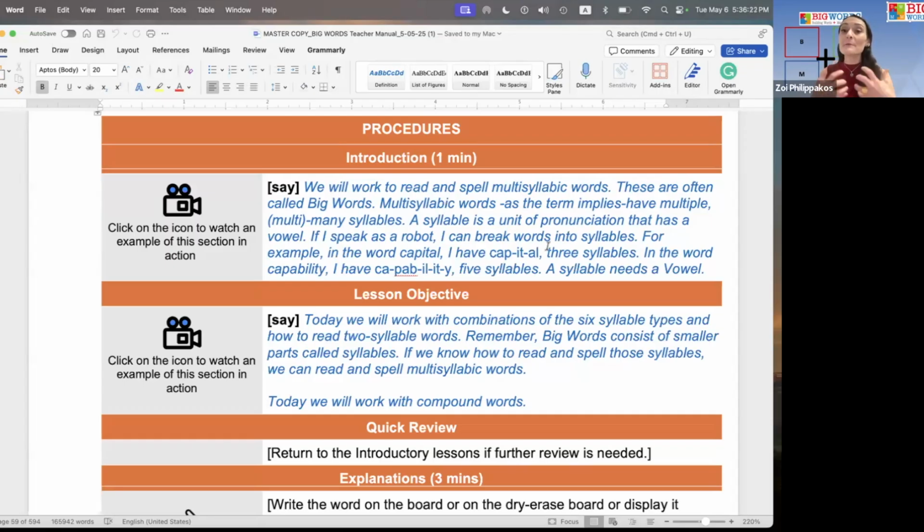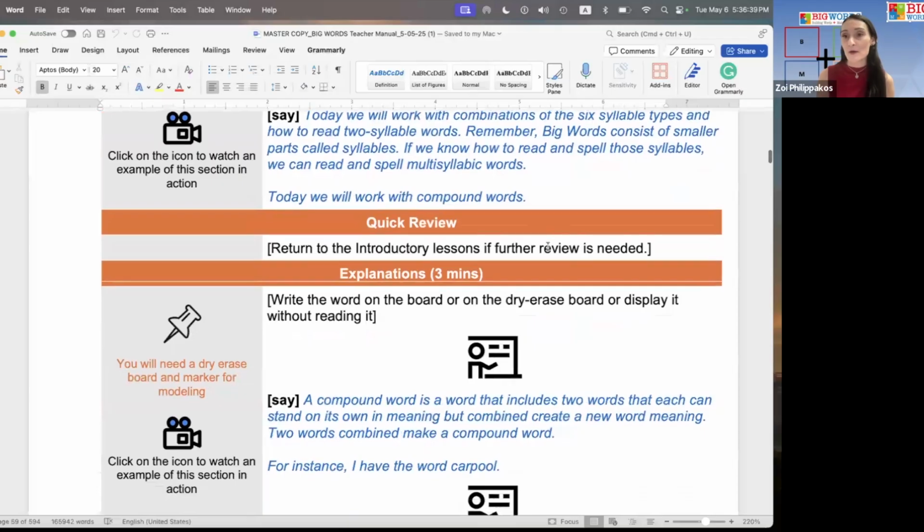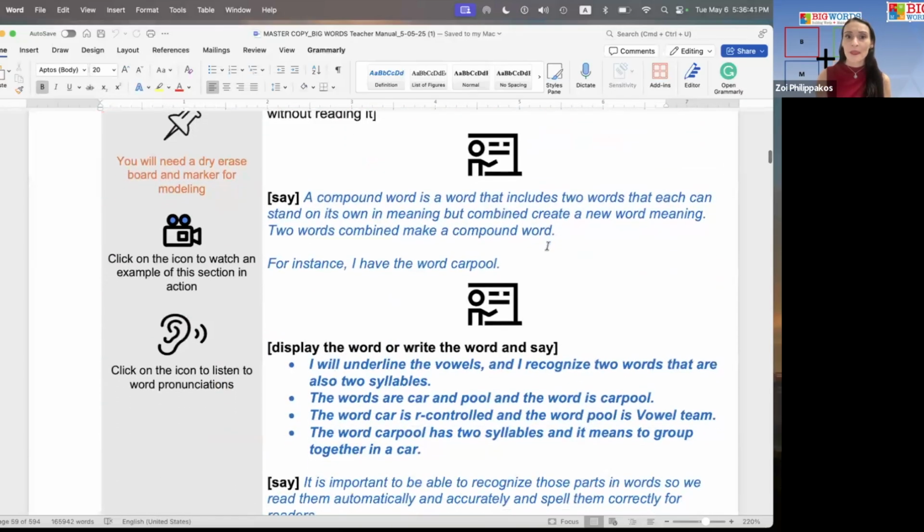Today, we will work with combinations of the 6 syllable types and how to read 2 syllable words. Remember, big words consist of smaller parts called syllables. If we know how to read and spell those syllables, we can read and spell multisyllabic words. Today, we will work with compound words. A compound word is a word that includes 2 words that each can stand on its own in meaning, but combined create a new word meaning. 2 words combined make a compound word.